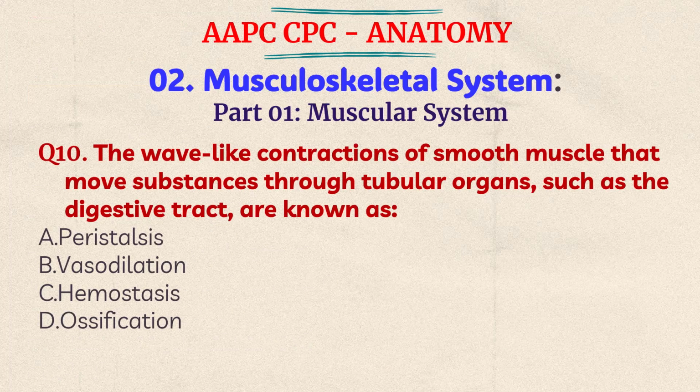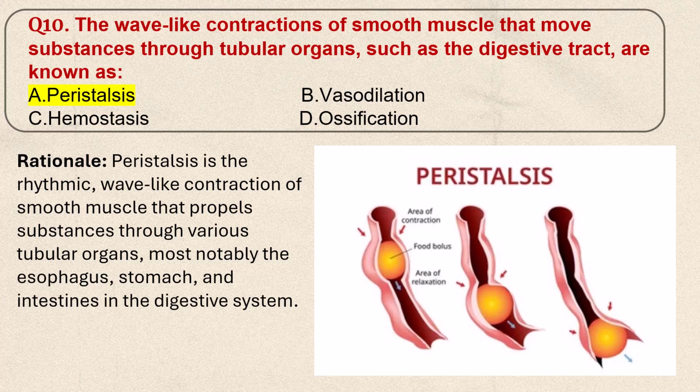Question number 10. The wave-like contraction of smooth muscle that moves substances through tubular organs, such as the digestive tract, is known as A. Peristalsis, B. Vasodilation, C. Homeostasis, D. Ossification. Please pause the video and think of the answer. The correct answer is A.